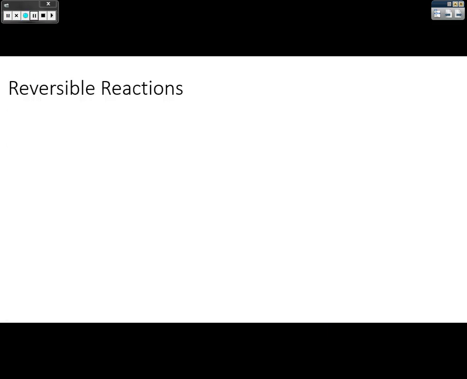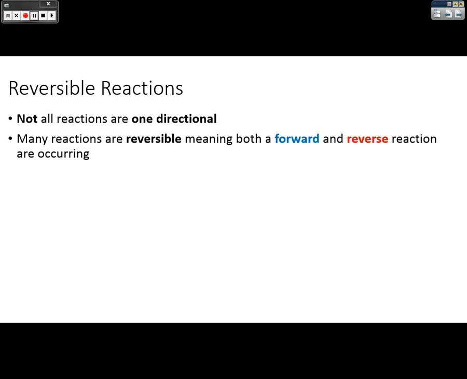So those are factors that can affect reaction rates. And now we're going to talk about equilibrium and the whole idea behind that. So in the past, we've pretty much said that reactions occur in a forward direction. However, not all reactions are one directional. Many reactions will actually occur in both directions. That means that they're reversible, meaning that both a forward and reverse reaction are occurring.